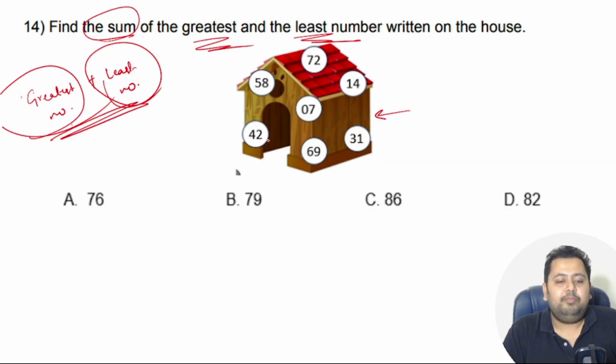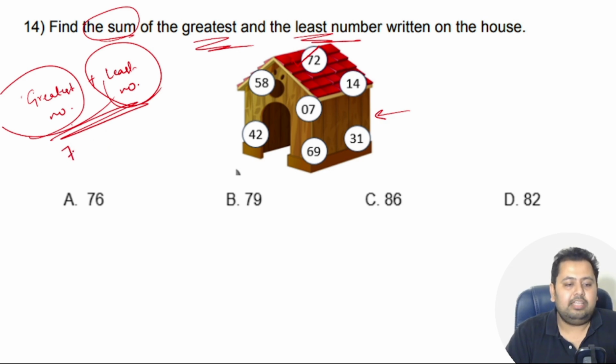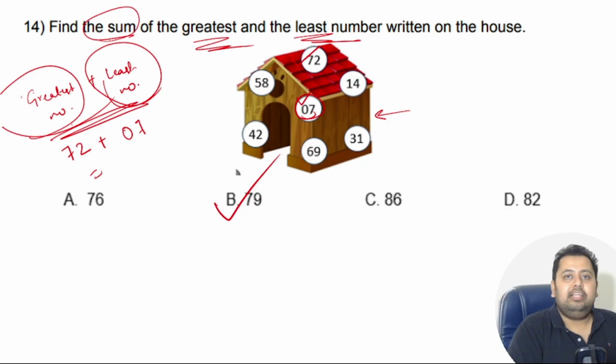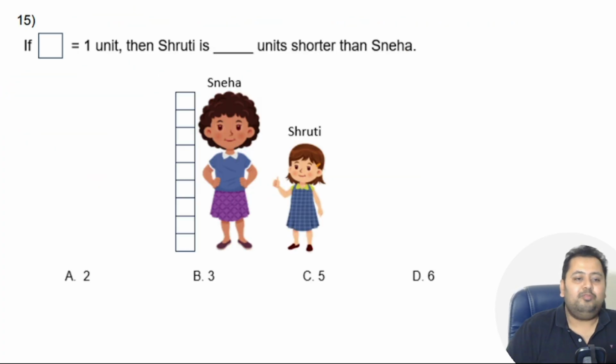The greatest number that you see on the house itself is 72. So the greatest number is 72. And what is the least number? The least number here is 7. So if you do the addition, 72 plus 7, you get 79. Option B is the correct answer. Hope you got it correct. If you did, give yourself a star, and we now move to question number 15.